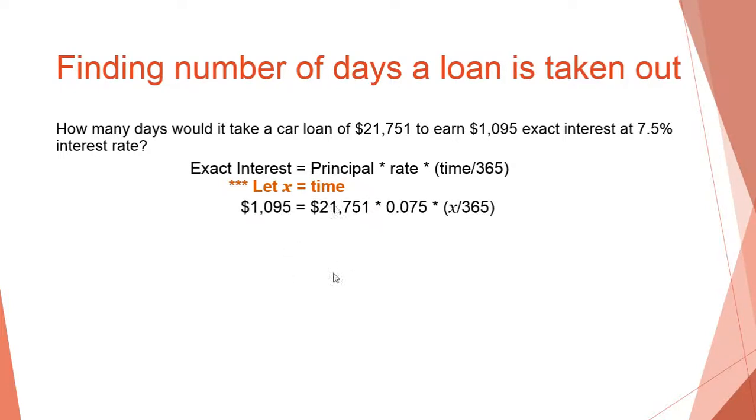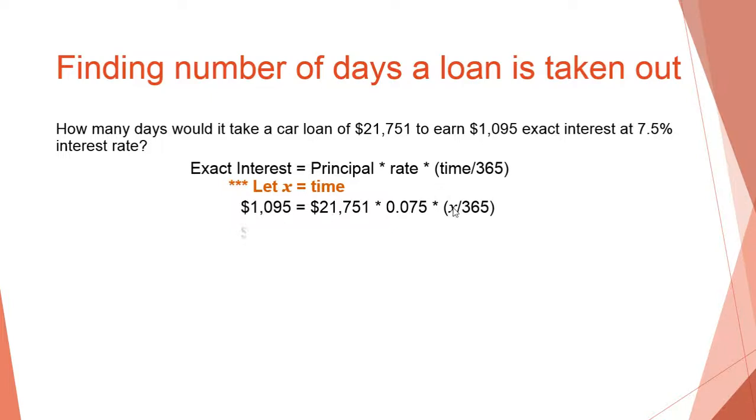We know the exact interest is $1,095. We know the principal is $21,751. We know the rate is 0.075. And keep in mind, because we're looking for the time using exact interest, it is x divided by 365.